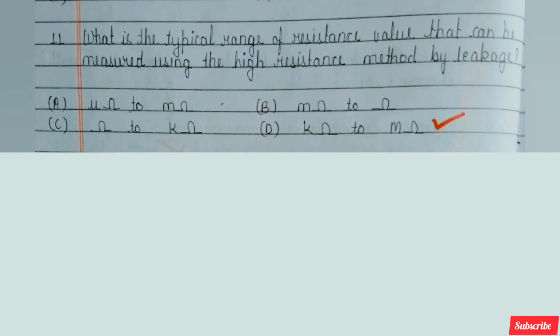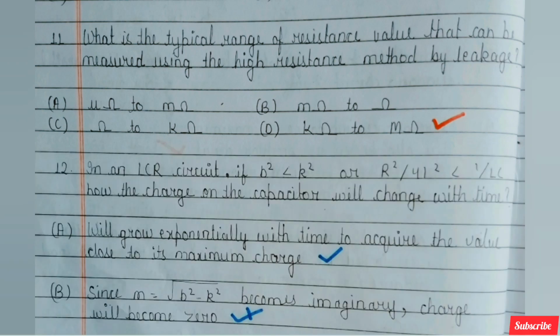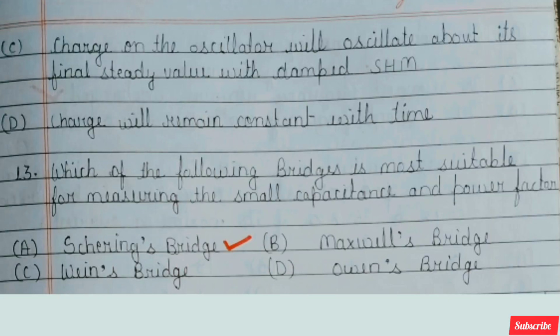Next question is, what is the typical range of resistance value that can be measured using the high resistance method by leakage? Option D is right. Next question is, in an LCR circuit, if R square is smaller than 4L by C, how will the charge on the capacitor change with time? Option A is right. Next question is, which of the following bridges is most suitable for measuring small capacitance and power factor? Option A is right.